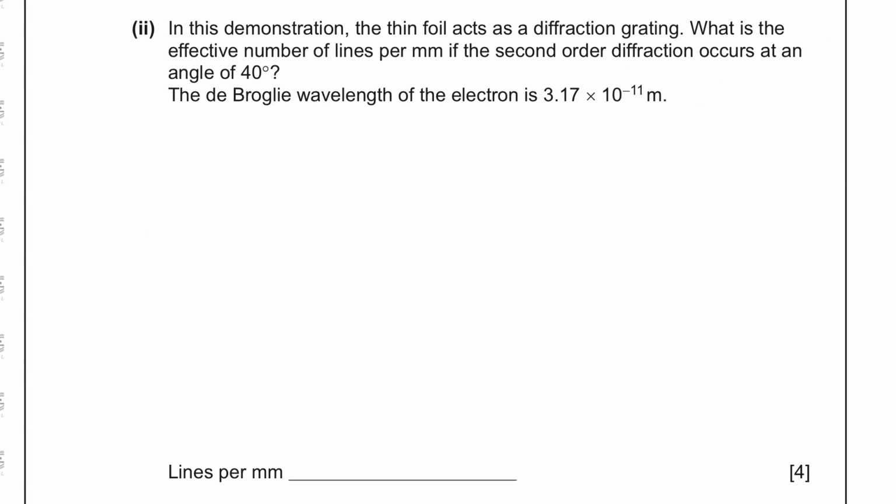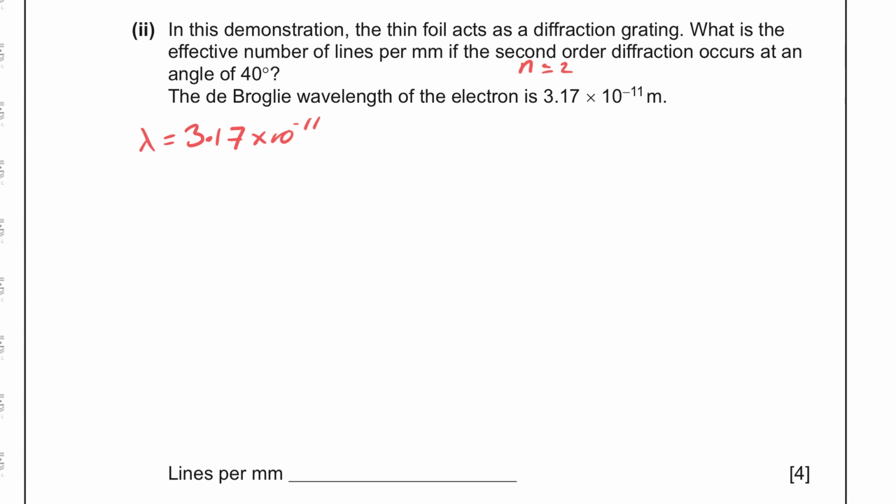Part 2. In this demonstration, the thin foil acts as a diffraction grating. What is the effective number of lines per millimetre if the second order diffraction occurs at an angle of 40 degrees? The de Broglie wavelength of the electrons is 3.17 times 10 to the minus 11. Okay, so we've got n equal to 2, a lambda equal to 3.17 times 10 to the minus 11 metres, and a theta of 40 degrees.